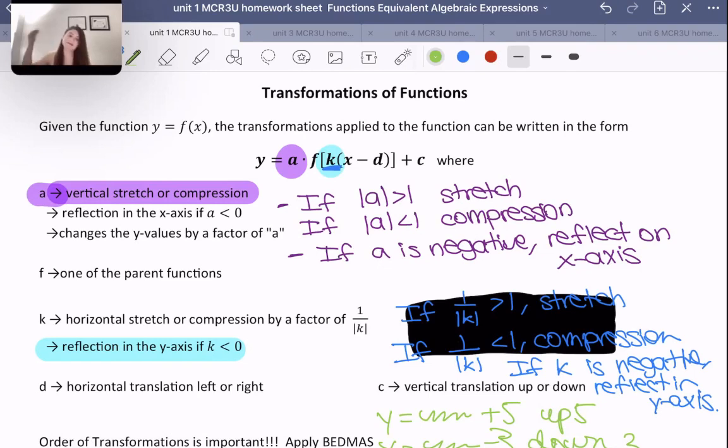Plus is up and minus is down, because essentially we're taking everything else we're doing, and then very last we're taking that number and we're subtracting 5 from all the values, or we're adding 3 to all the values, or whatever we're doing for C. So that's why it's pretty straightforward. It's the very last step that we do when it comes to BEDMAS, right? Because first we take care of what's inside the function, what's in the brackets, then we multiply A, then very last we add C.